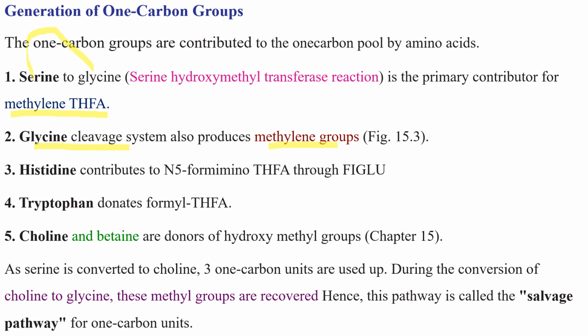Histidine and tryptophan also help in the production of the one carbon group, and choline and betaine are donors of the hydroxymethyl group. So when serine is converted to choline, 3 carbon units are used up. When in the metabolism of serine it is converted into choline, 3 carbon units are used up. But when choline is converted into glycine, these methyl groups are recovered. And this pathway is called the salvage pathway of one carbon units.